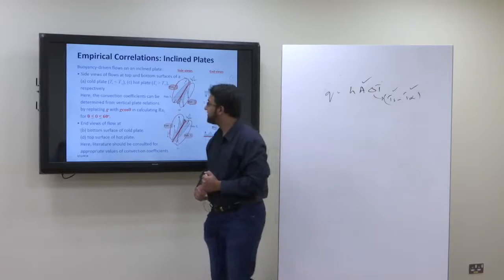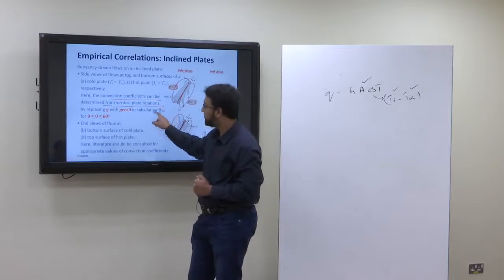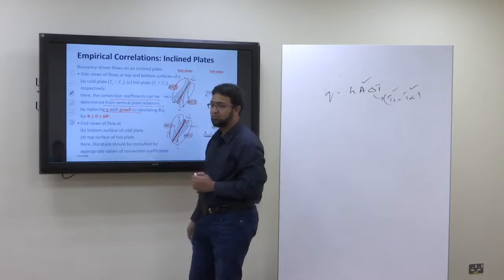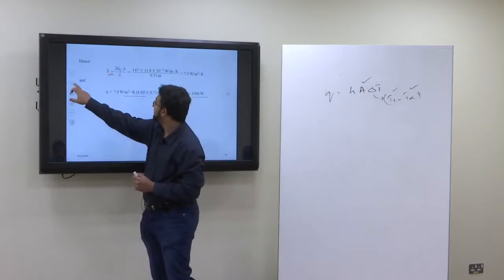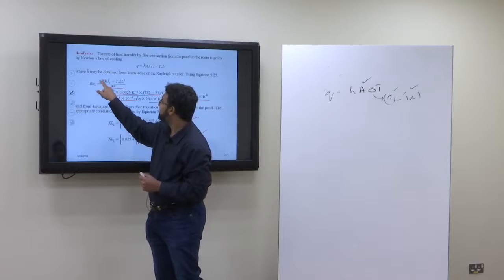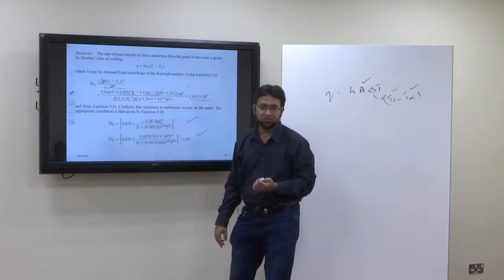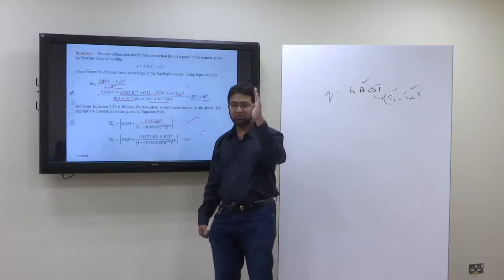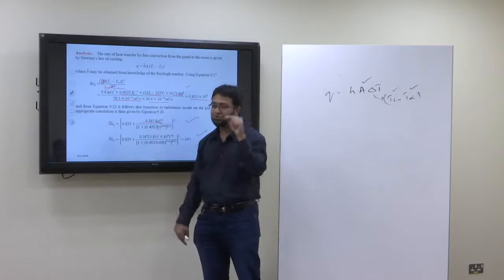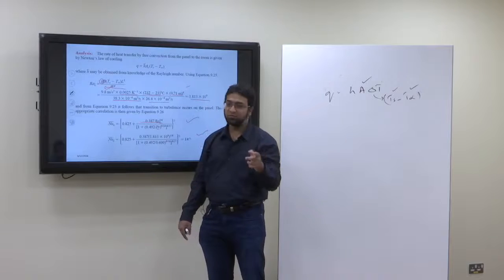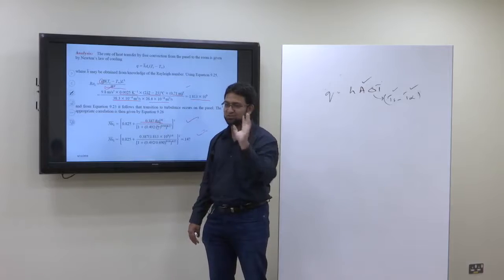Now the thing is that here the convection coefficient can be determined from the vertical plate relations by replacing g with g cos theta. You remember in the Rayleigh formula you have a g here. g is the gravity, 9.81, acceleration due to gravity. So if the plate is inclined, then instead of g you put g cos theta, and you can use the same equations for the vertical plate. Just the Rayleigh number will change.